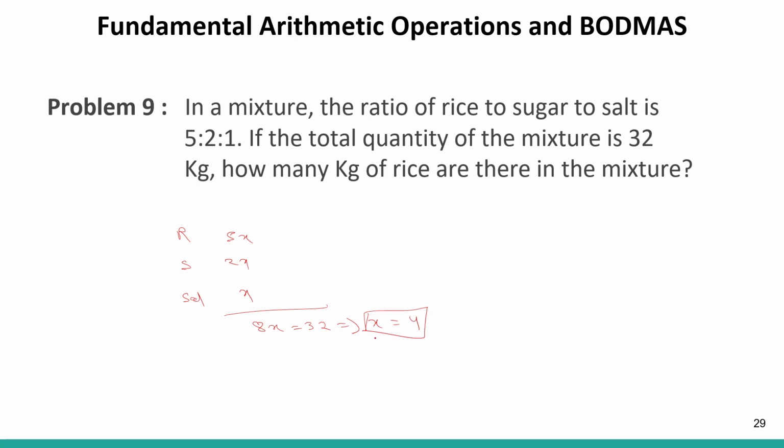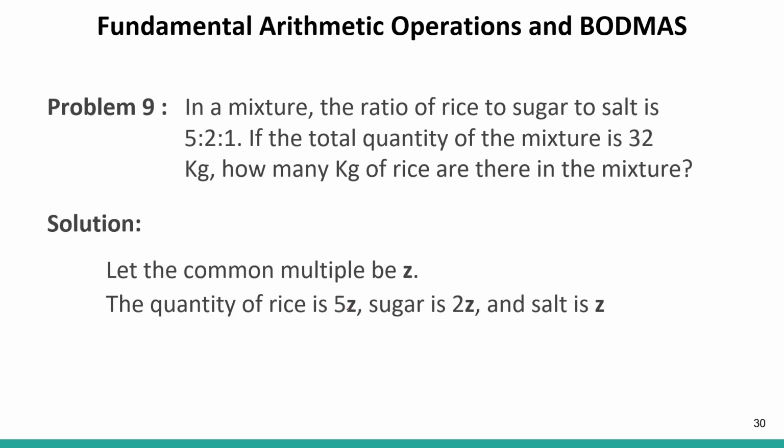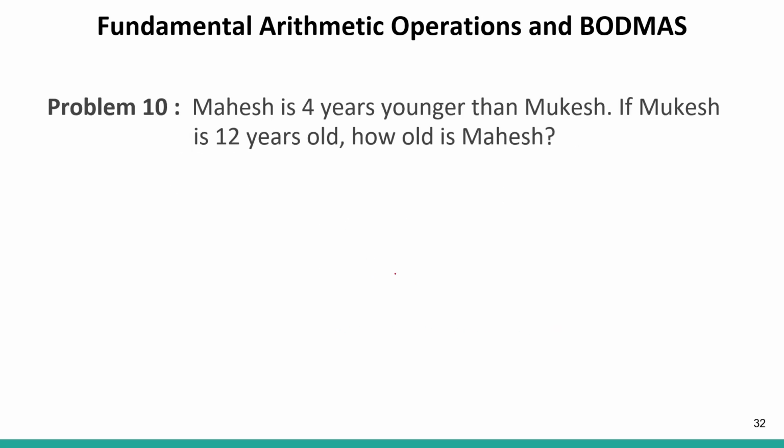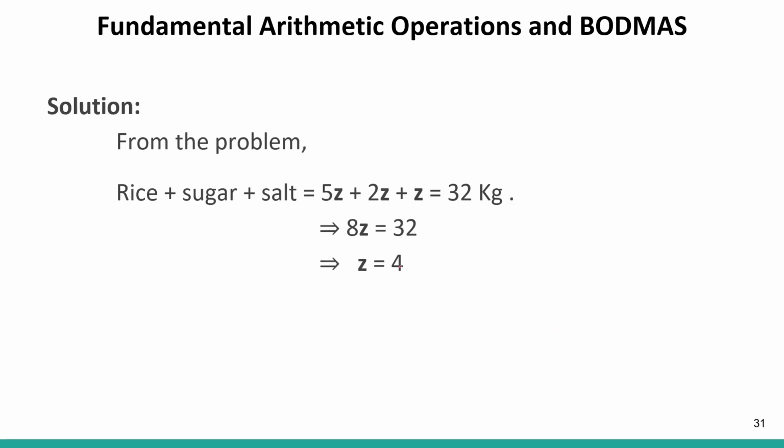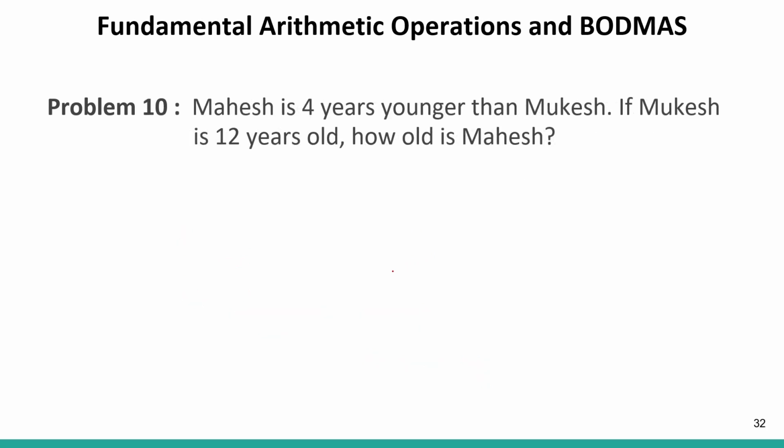So there will be 4 kg of salt. And how much rice? 5x amount of rice, that is equal to 20 kg. 20 kg of rice. Here they have taken z, so 5z, 2z, z, and here z is equal to 4. For salt it is 4, and for rice it is 20. Okay, let's see problem number 10.